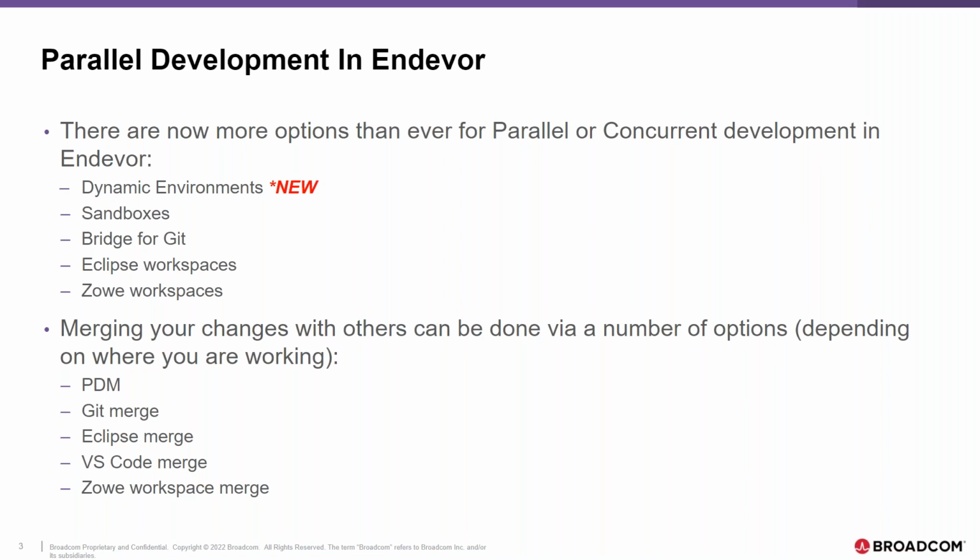Now, in Endevor, we have many different ways to do parallel or concurrent development, and some work better than others for different use cases. For instance, take a developer who wants to use a modern interface and modern workflows like Git. Git provides a lot of capabilities for branching, and you can even consider your local workspaces in Eclipse or Zowe to be branches in their own right, really isolated branches.